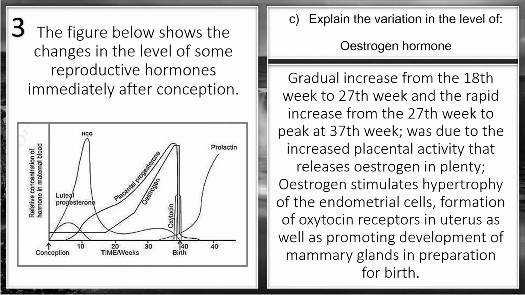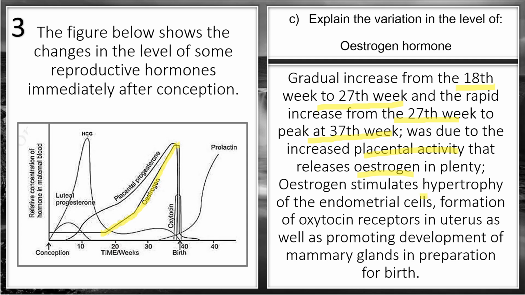Gradual increase from the 18th to the 27th week, and rapid increase from the 27th week to the 37th week. So when you look at estrogen, from around the 27th there was a gradual increase, and then there was a rapid increase up to the 37th week, where it attains the highest peak due to increased placental activity that releases estrogen in plenty.